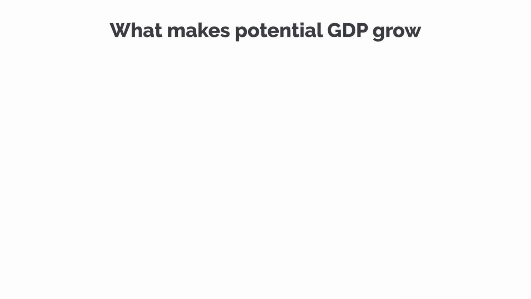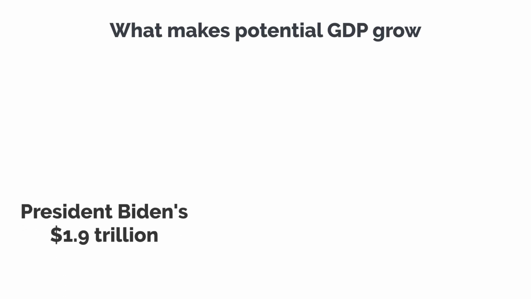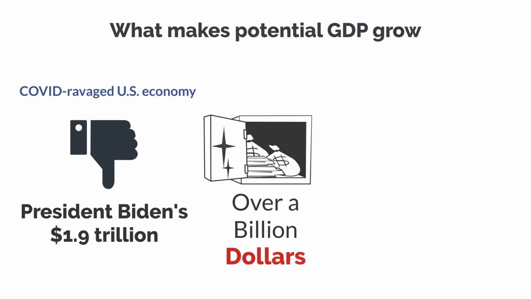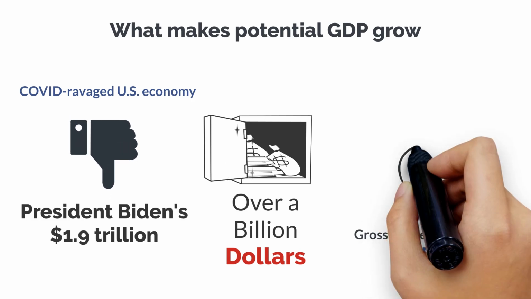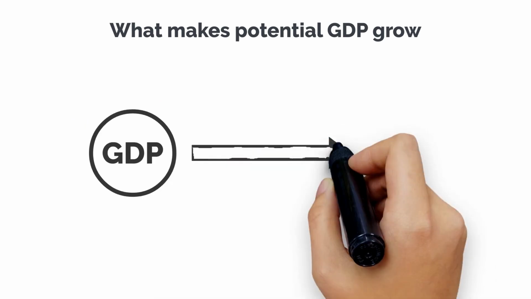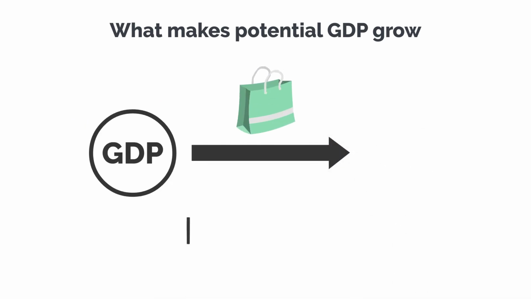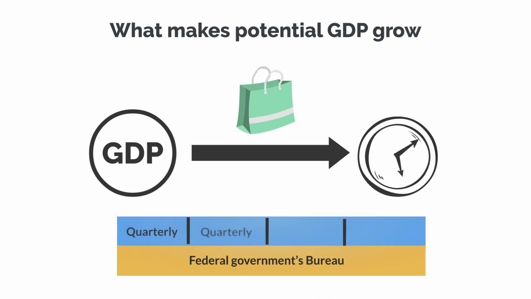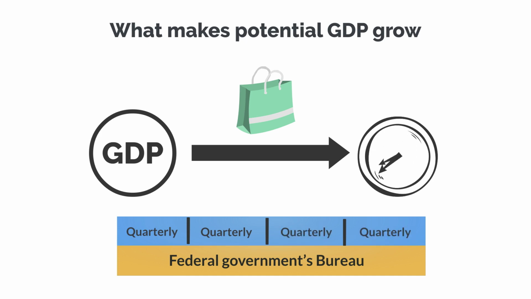What makes potential GDP growth? President Biden's $1.9 trillion stimulus to shore up the COVID-ravaged U.S. economy was ill-advised. There is still over $1 billion that is unspent from the last COVID relief package. One element of the debate compares the likely path of gross domestic product, GDP, to estimates of potential GDP. Gross domestic product is a measure of the value of all of the goods and services produced in the economy in a given period. It is calculated by the federal government's Bureau of Economic Analysis each quarter.